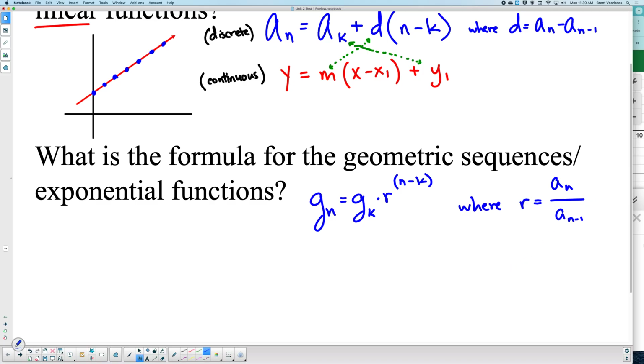How is this similar to exponential? With exponential, the formula I gave you was y equals y1 times your base raised to the power of x minus x1. Once again, you can see that values correspond to one another. Your base and your common ratio correspond to each other. The g_k and the y1 correspond to each other.